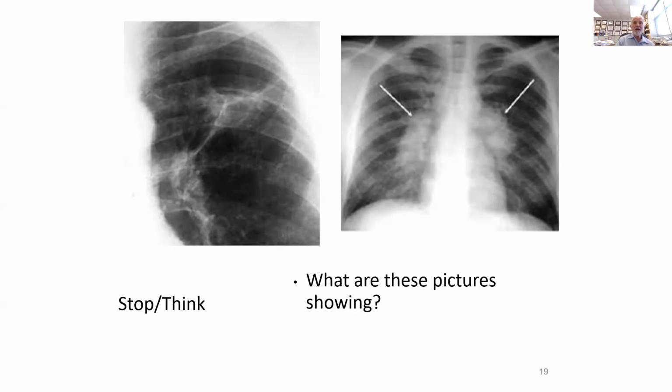The slide on the right is showing massive hilar adenopathy. And so in some patients, not all patients, but in some patients with primary tuberculosis, they will present with that kind of a picture as well. And sometimes they'll present with TB in lymph nodes in the axilla and in the neck and everything else.